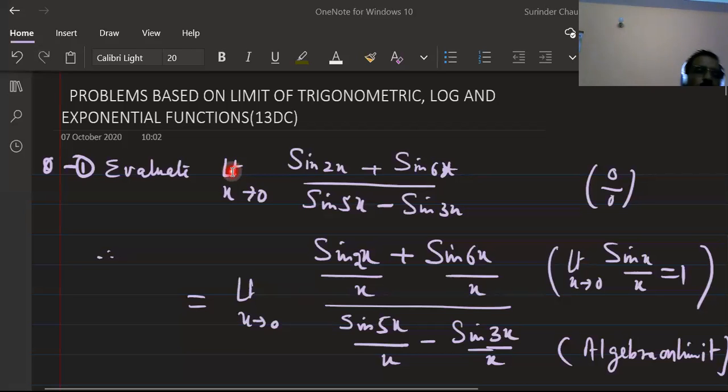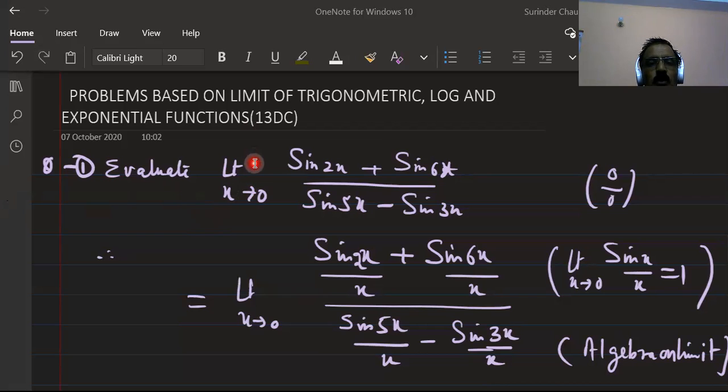Hello students, in this lecture we will solve problems based on trigonometric, logarithmic and exponential functions. We have derived relations of trigonometric, logarithmic, exponential functions in previous lectures. Now we will solve problems based on them.